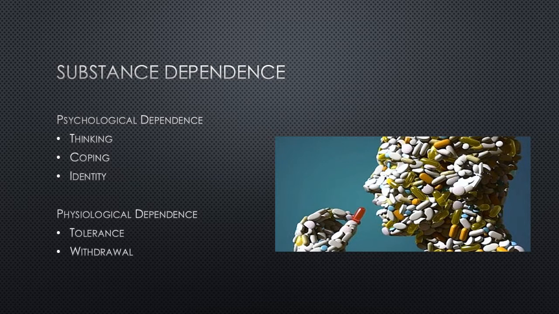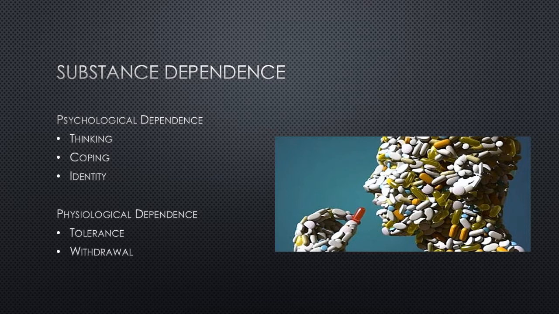Substance dependence can be broken down into psychological and physiological components. Psychological dependence refers to people's thinking related to a substance or behavior. When something becomes so central that it constantly occupies a person's thoughts, to the point that they do not think they can cope with life situations without it, then we can start to talk about psychological dependence.